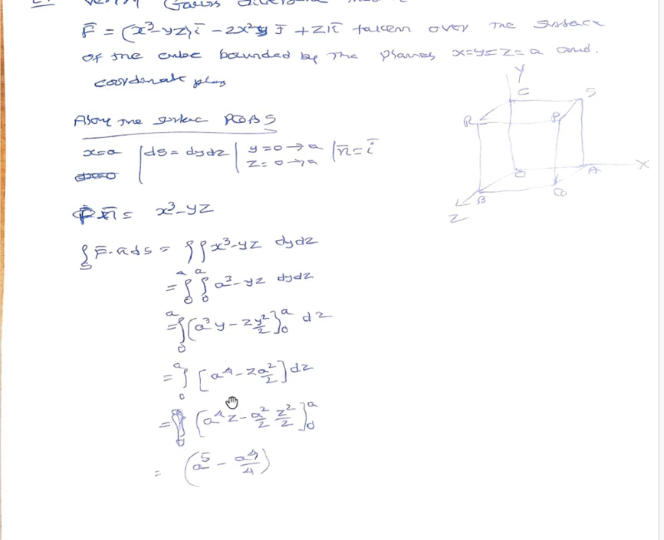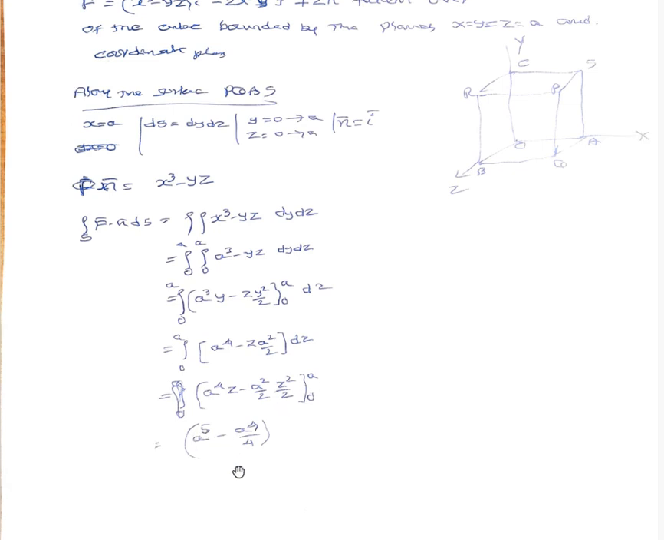Next, with respect to dz, the remaining terms are constants, therefore a power 4 into z minus, here a square by 2 is a constant, and the z integration is z square by 2 between the limits 0 to a. If you substitute, a power 5 minus a power 4 by 4, you will get the value along the surface PQAS.